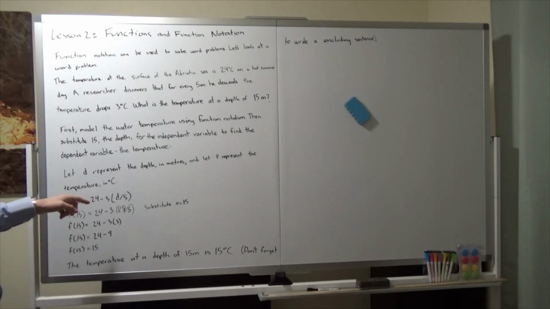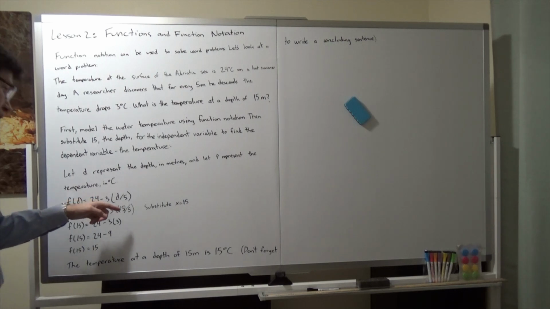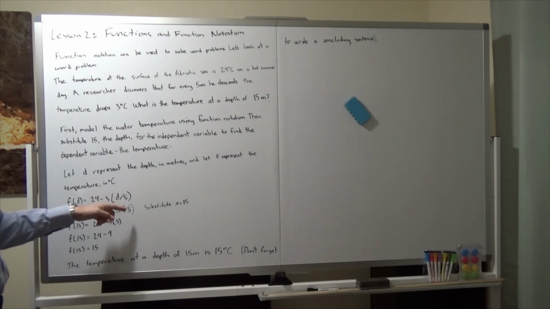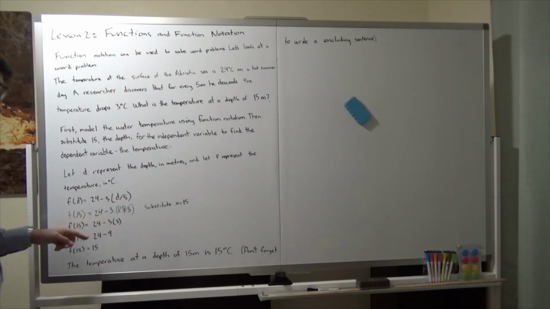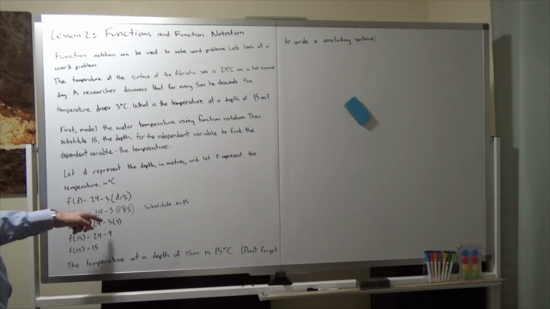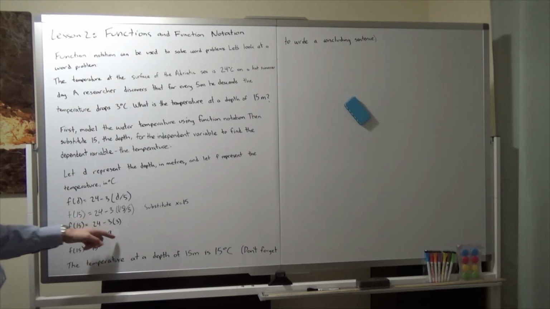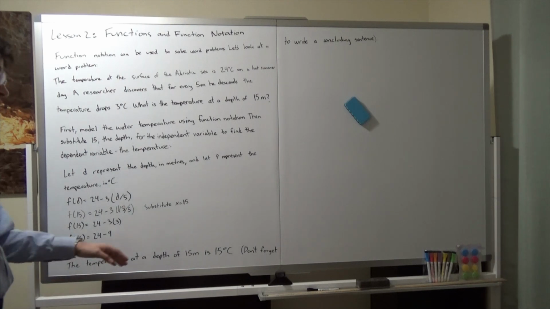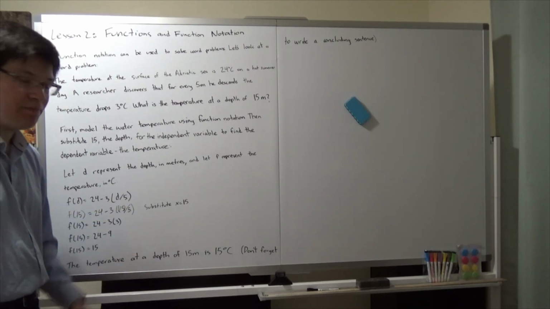F of 15 equals 24 minus 3 times 15 divided by 5. So here we substitute 15 into the function. 15 divided by 5 is 3. So f of 15 equals 24 minus 3 times 3. F of 15 equals 24 minus 9. F of 15 equals 15, because 24 minus 9 is 15. The temperature at a depth of 15 meters is therefore 15 degrees.